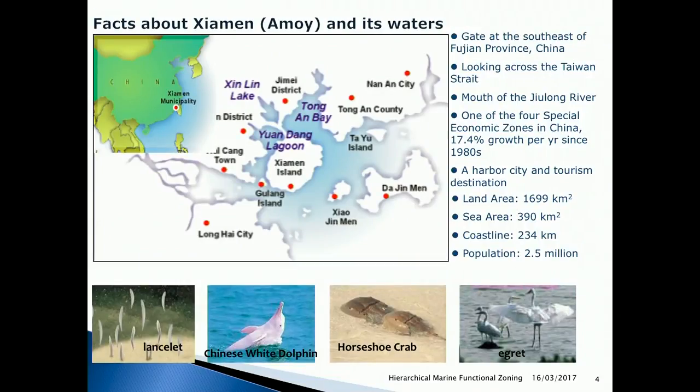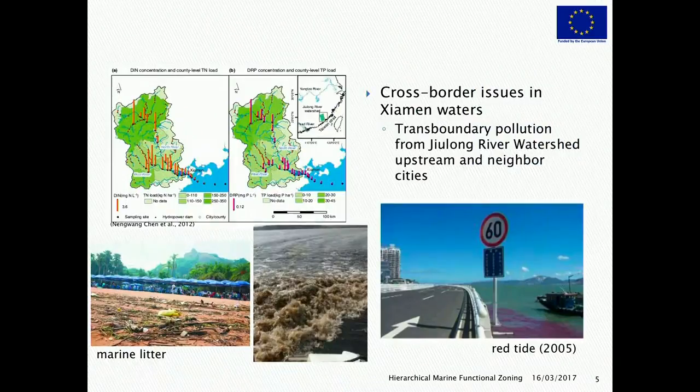In China, there are traditional marine activities like marine aquaculture and fisheries, and also some new marine activities like recreational activities. We have witnessed very fast economic growth, so you can imagine the sea must be very busy. At the same time, we also have endangered species in Xiamen waters, so it is a challenge to balance conservation and development.